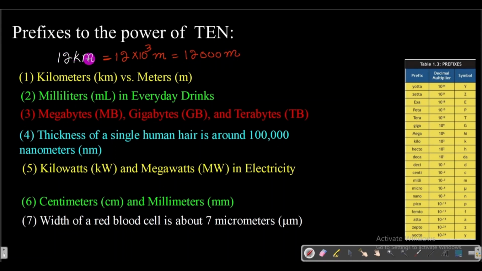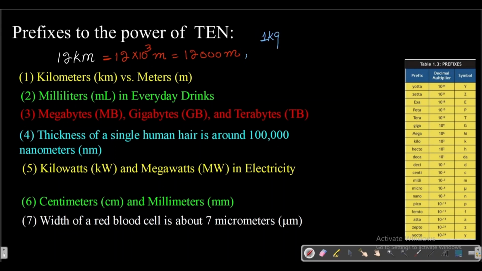So the 12 kilometer means 12,000 meter. Here this kilo represents the thousand. And you may hear that the mass of the rice is 1 kg. So for that, let's say 1 kg.